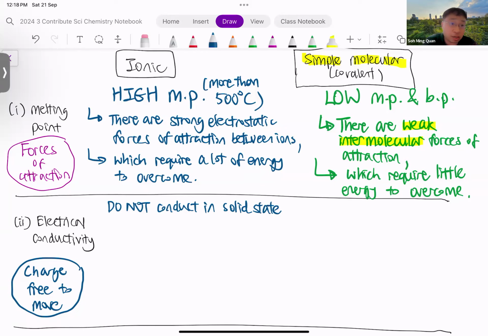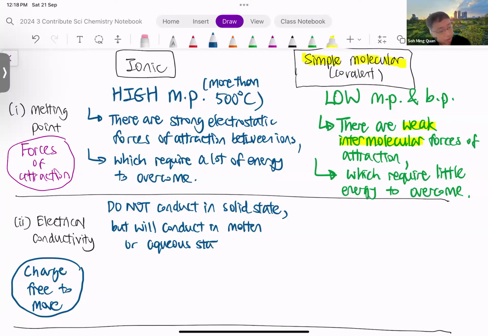So magnesium chloride, if it's a solid, will not conduct electricity. The light bulb doesn't light up if you connect it to a battery and a light bulb. But it will conduct in the molten or aqueous states. So what do these words mean? Molten or aqueous? Molten means melted. I heat it up, I melt it to form a liquid, so the state symbol is liquid. Aqueous, you know the state symbol is aq. Aqueous just means dissolved in water.